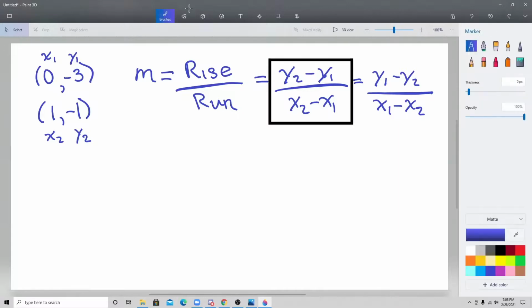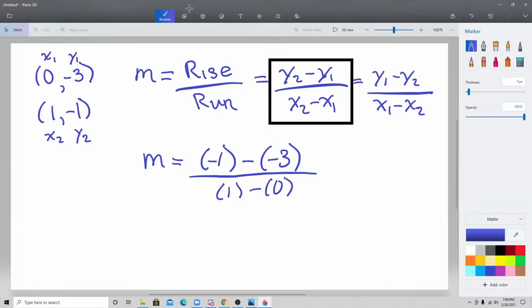So anyway, if we plug that in, we get -1 minus -3 over 1 minus 0. And that's 2 over 1, which is going to equal 2.